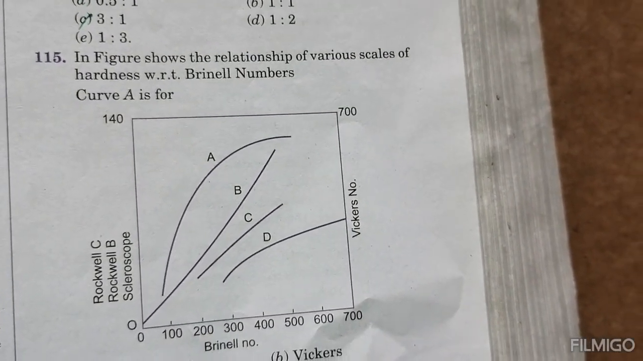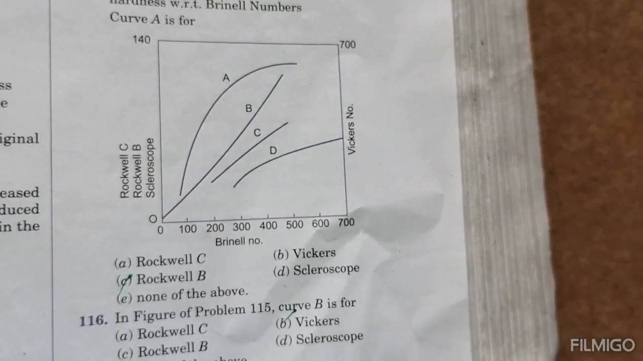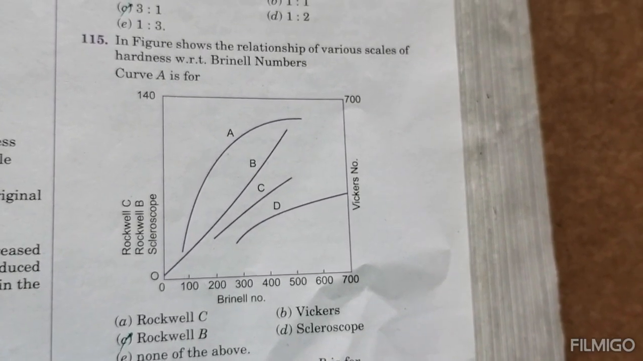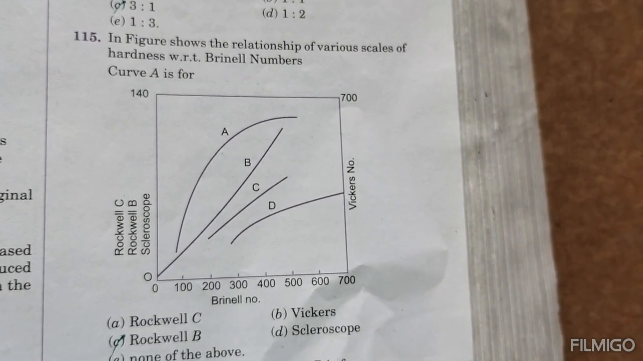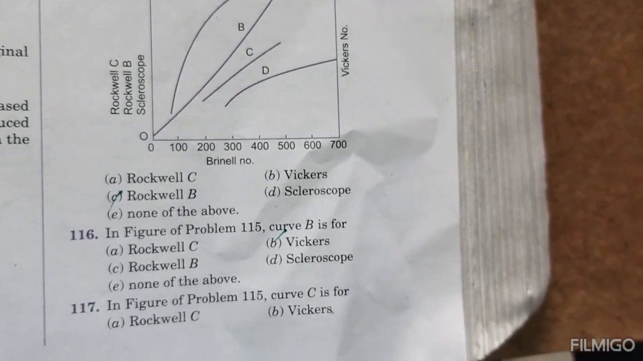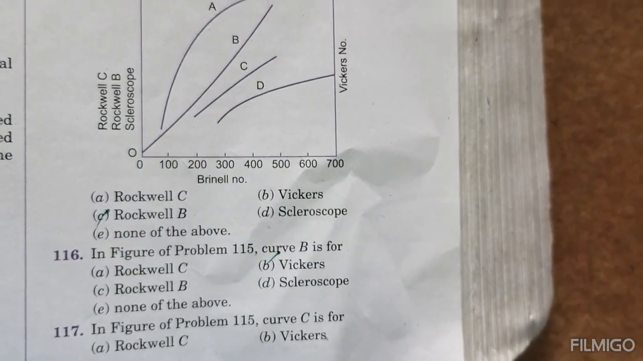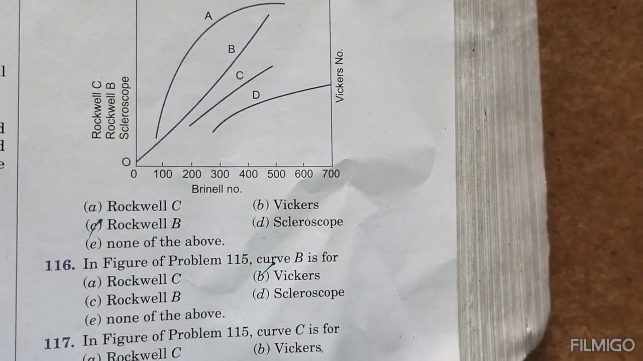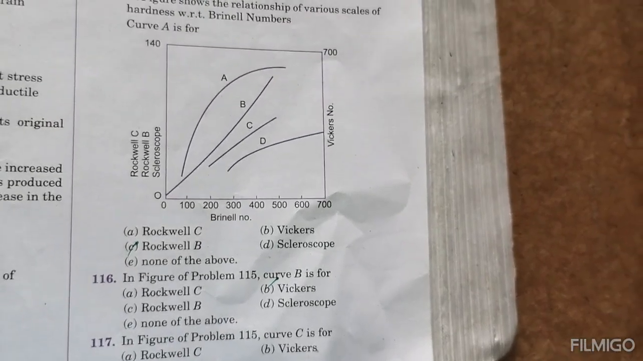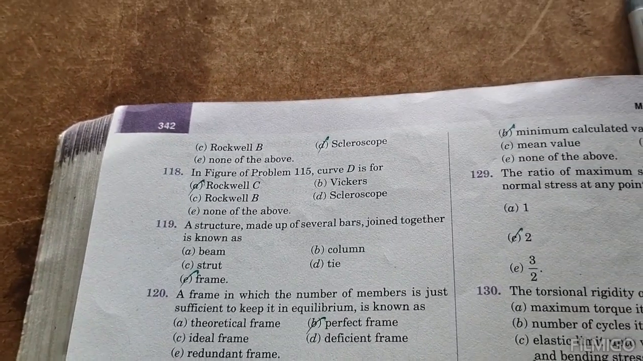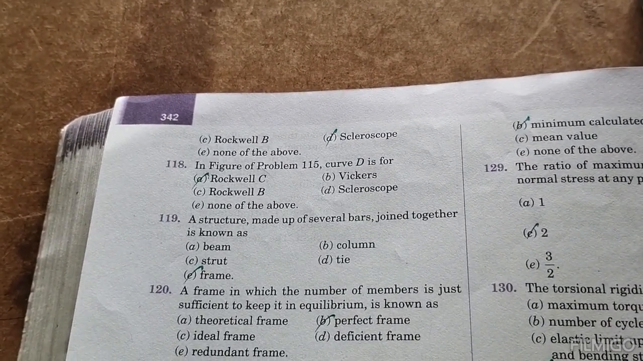This is the hardness with respect to Brinell's number. The relationship between various scales of hardness with respect to Brinell's number: in the figure, curve A is the Rockwell B, curve B is the Vickers, curve C is the scleroscope and curve D is the Rockwell C.